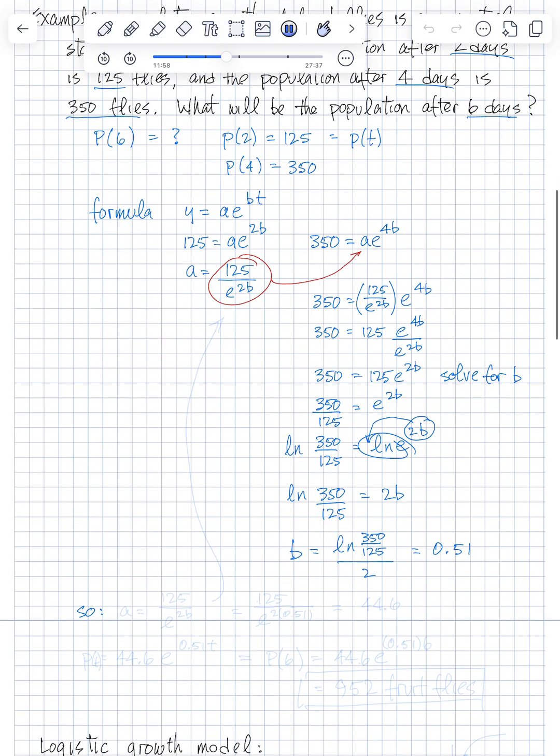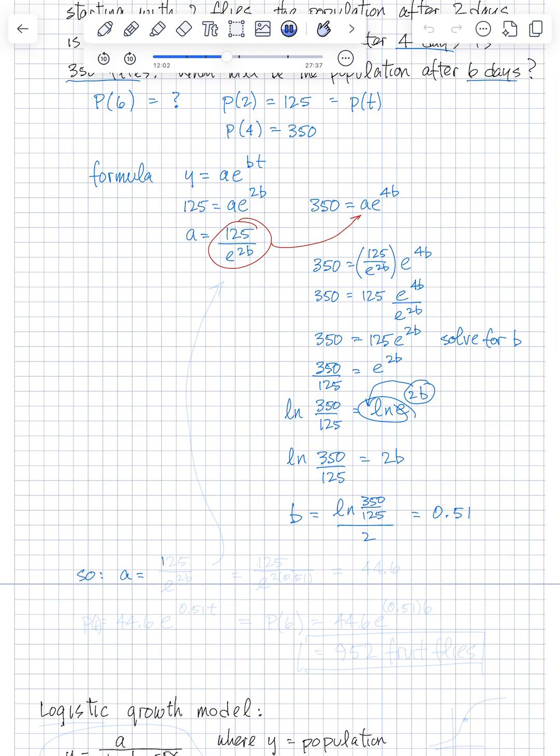So we can say A is equal to 125 over e to the 2B. And where did we get that? Well, that was from up here. So filling in the numbers, this is equal to 125 over e to the 2 times 0.51, and that gives 44.6.